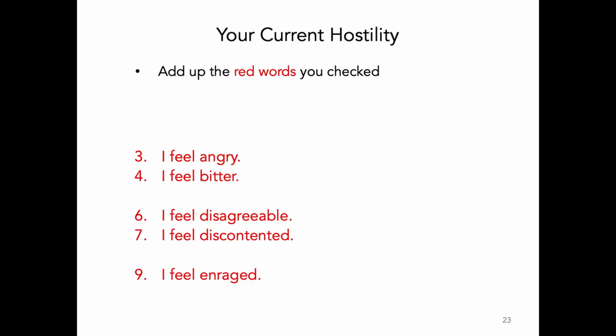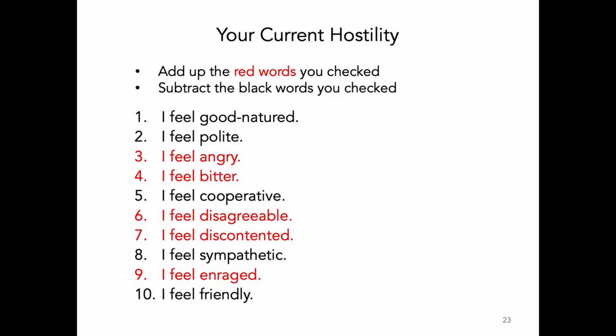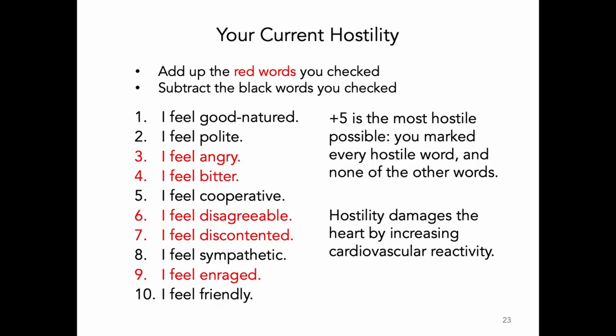If you think back to earlier in the lecture, I asked you to check off how many marks on a page. Look at these items in red and add up how many check marks you have for the red items. You can pause if you need more time. Okay, so that number. Now, subtract away how many of the black words you checked. Pause if you need time. So this is a measure of your current hostility, and +5 is the most hostile possible. You marked every red word and none of the black words.